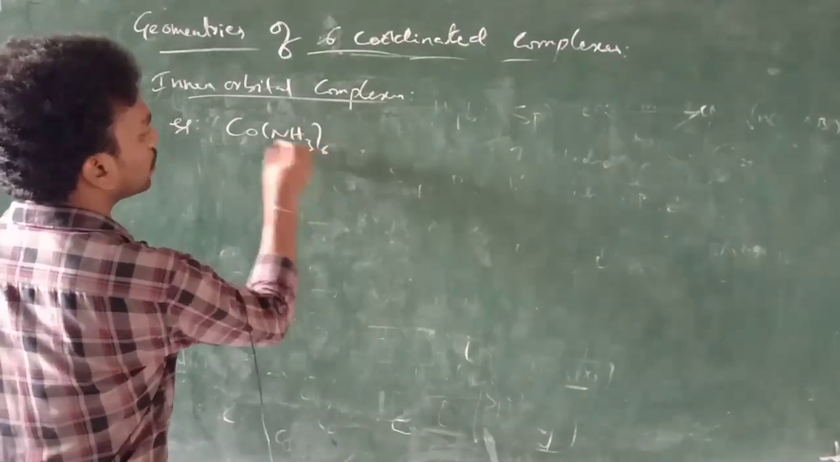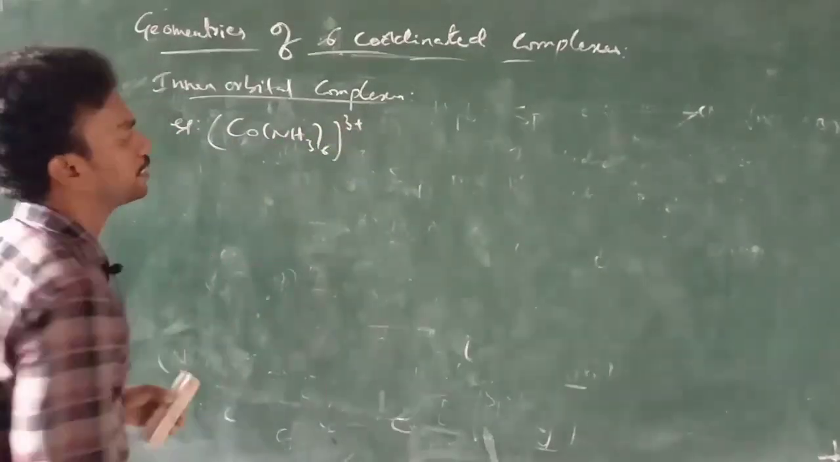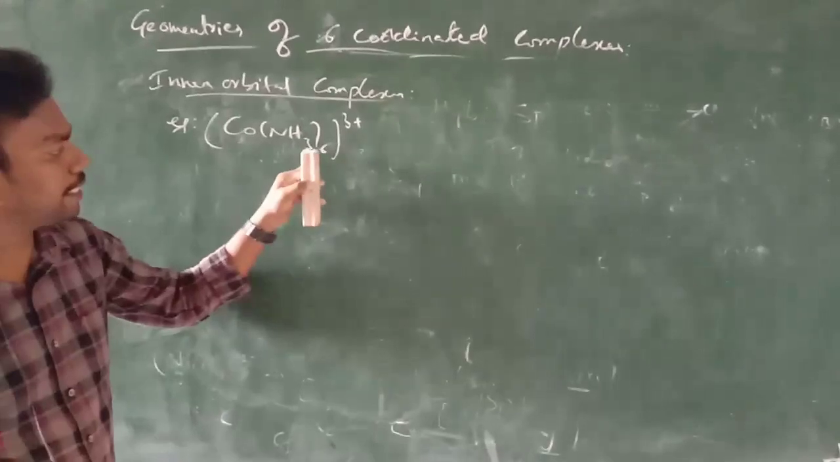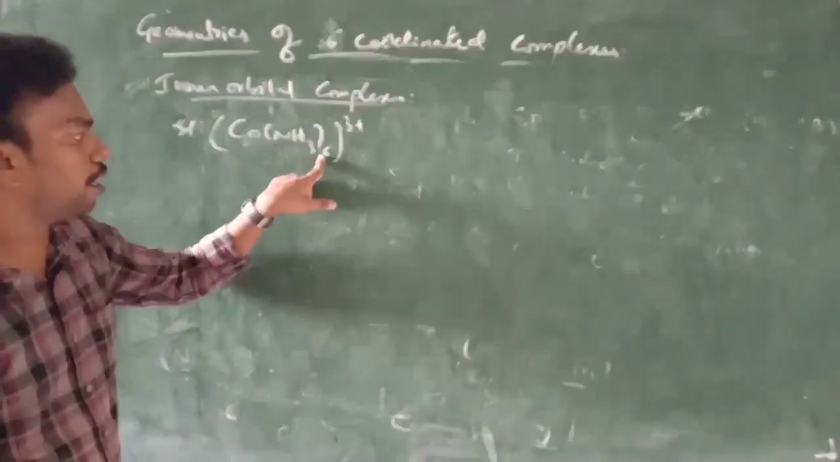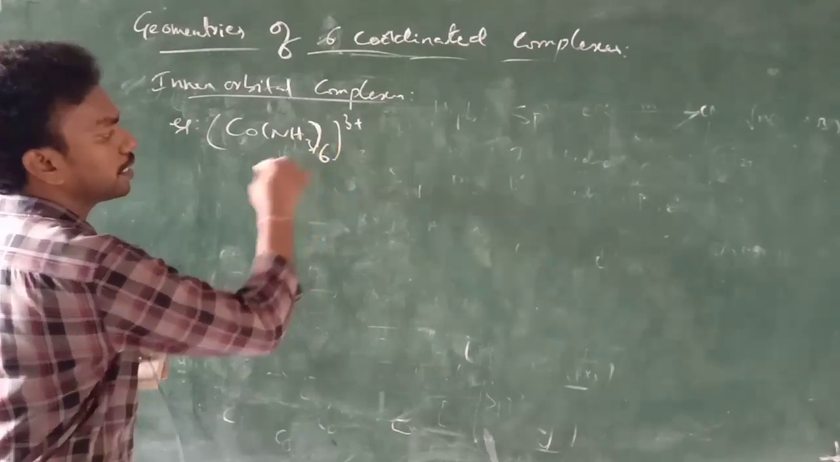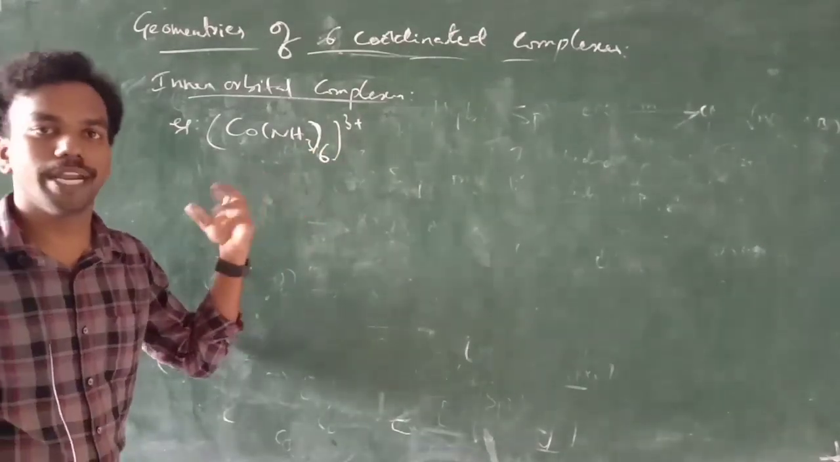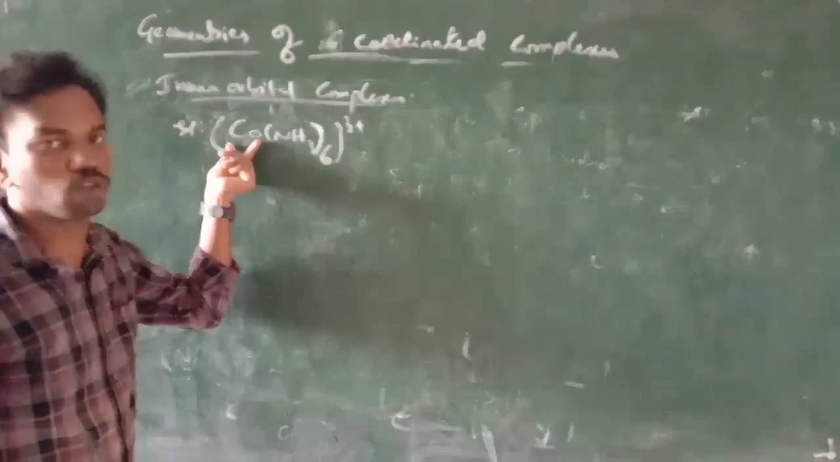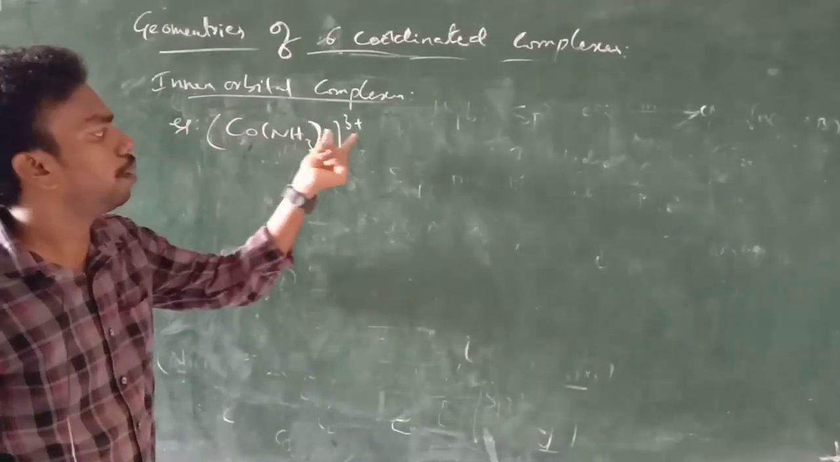[Co(NH3)6]3+. Let's take an example, [Co(NH3)6]3+. Here the coordination number is 6. Six ammonia molecules donate electron pairs to this cobalt, which is present in the +3 oxidation state.